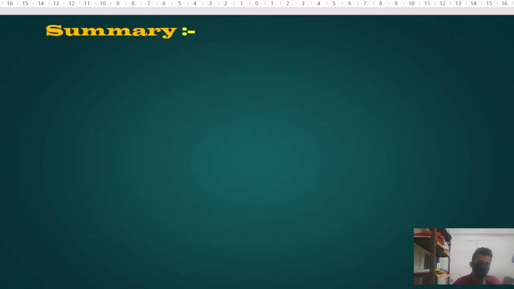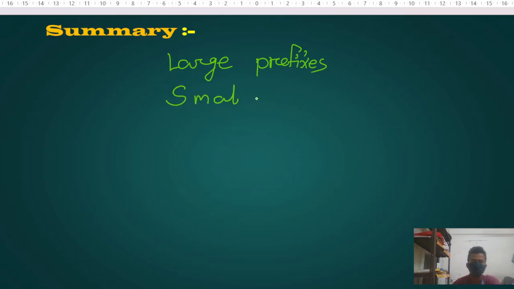So it's time to wind up. Today we have discussed large prefixes and small prefixes. In large prefixes we studied deca, hecto, kilo, mega, giga, tera, peta, exa, zetta, yotta, and in small prefixes we studied deci, centi, milli, micro, nano, pico, femto, atto, zepto, yocto. You have to remember all these things. After that we will discuss more.